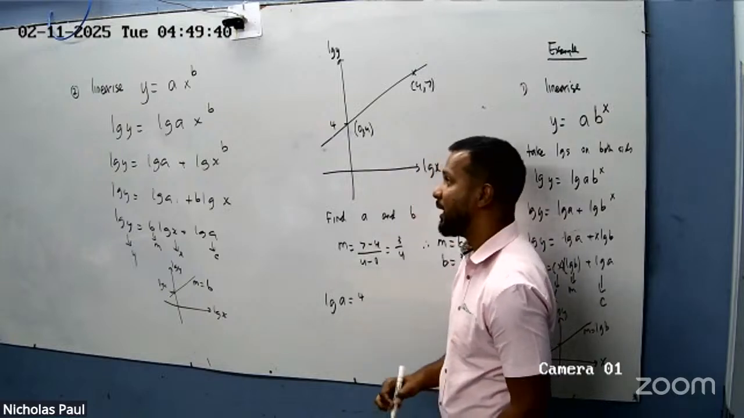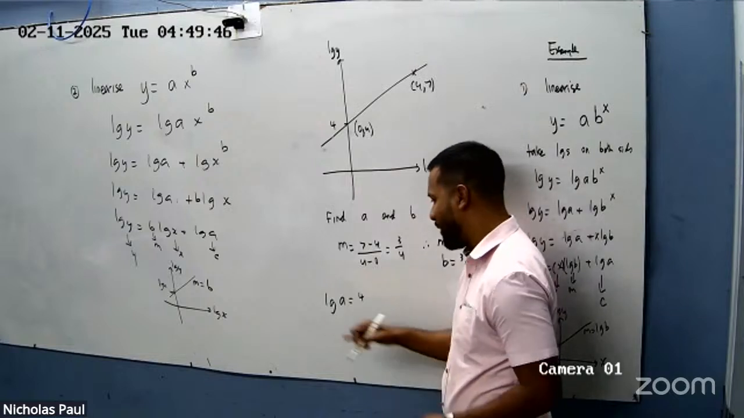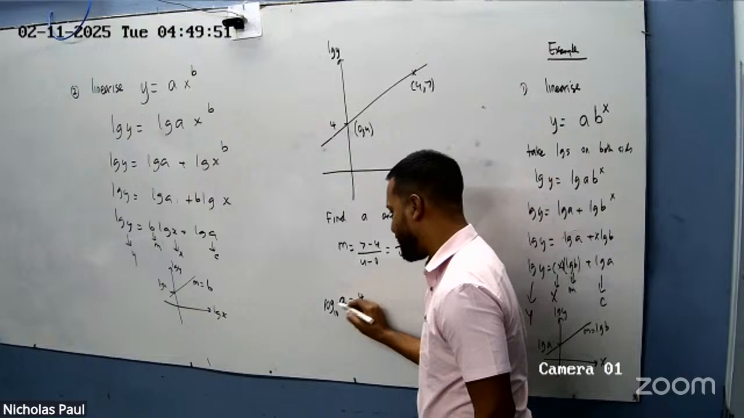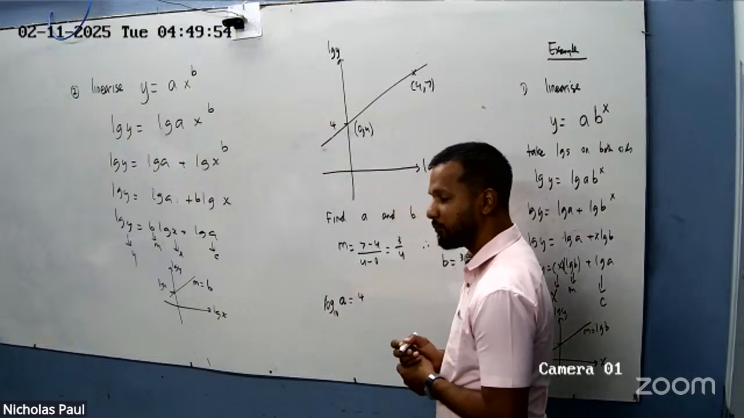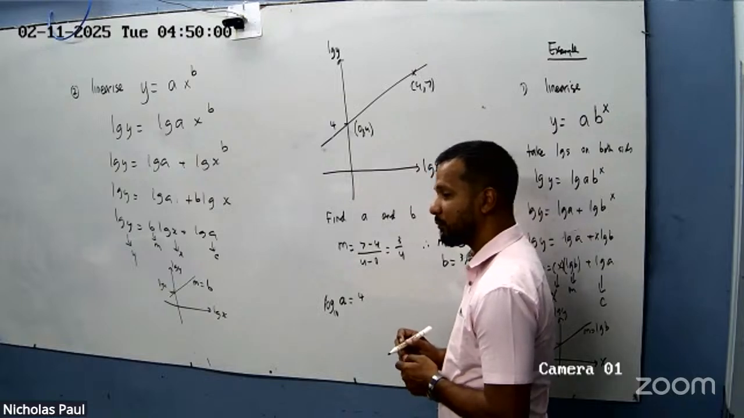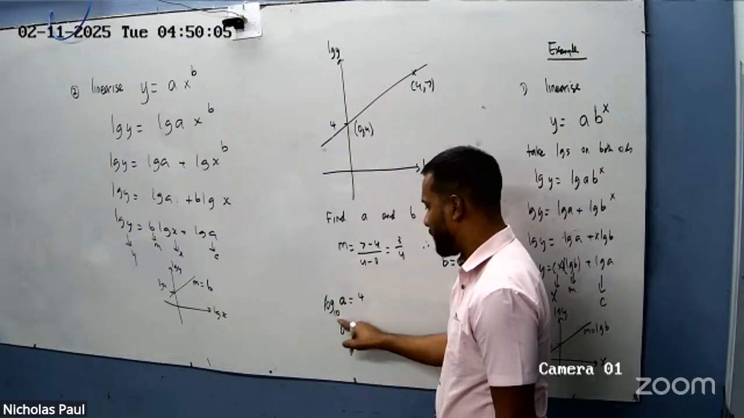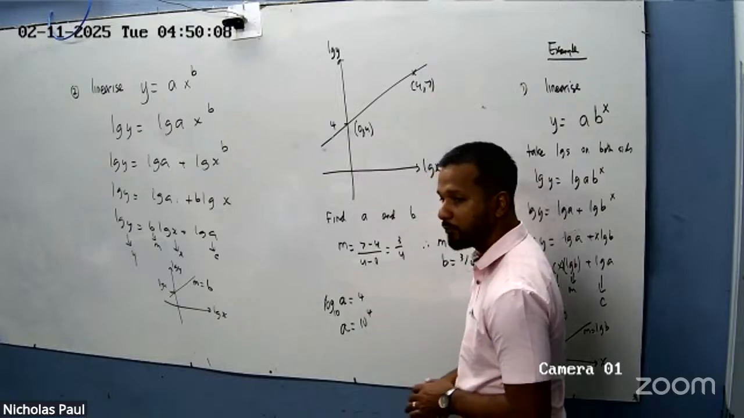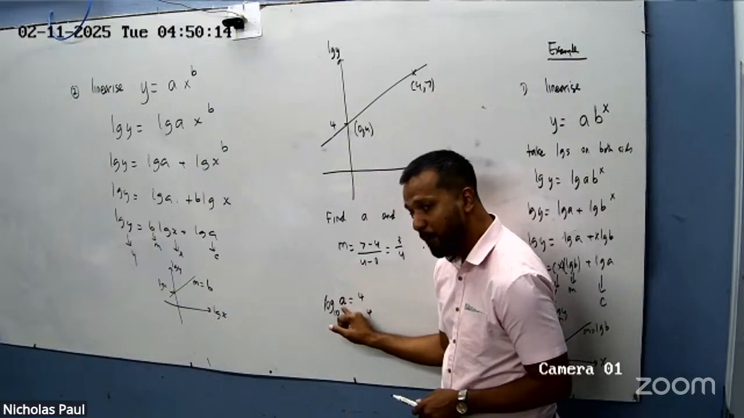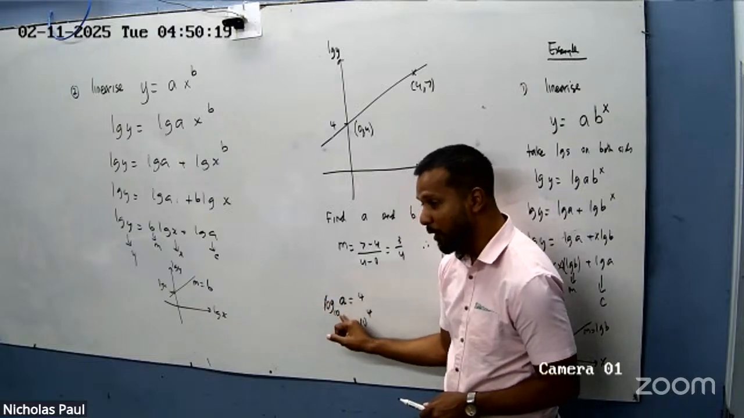I'm gonna give you a hint. Log to the base 10 of A is 4. You just convert to the exponential form. So A is equal to 10 to the power of 4. If I put 10 to the 4 here, and the 4 goes in front, 10 to the 1 is 10, and 1 times 4 is 4.